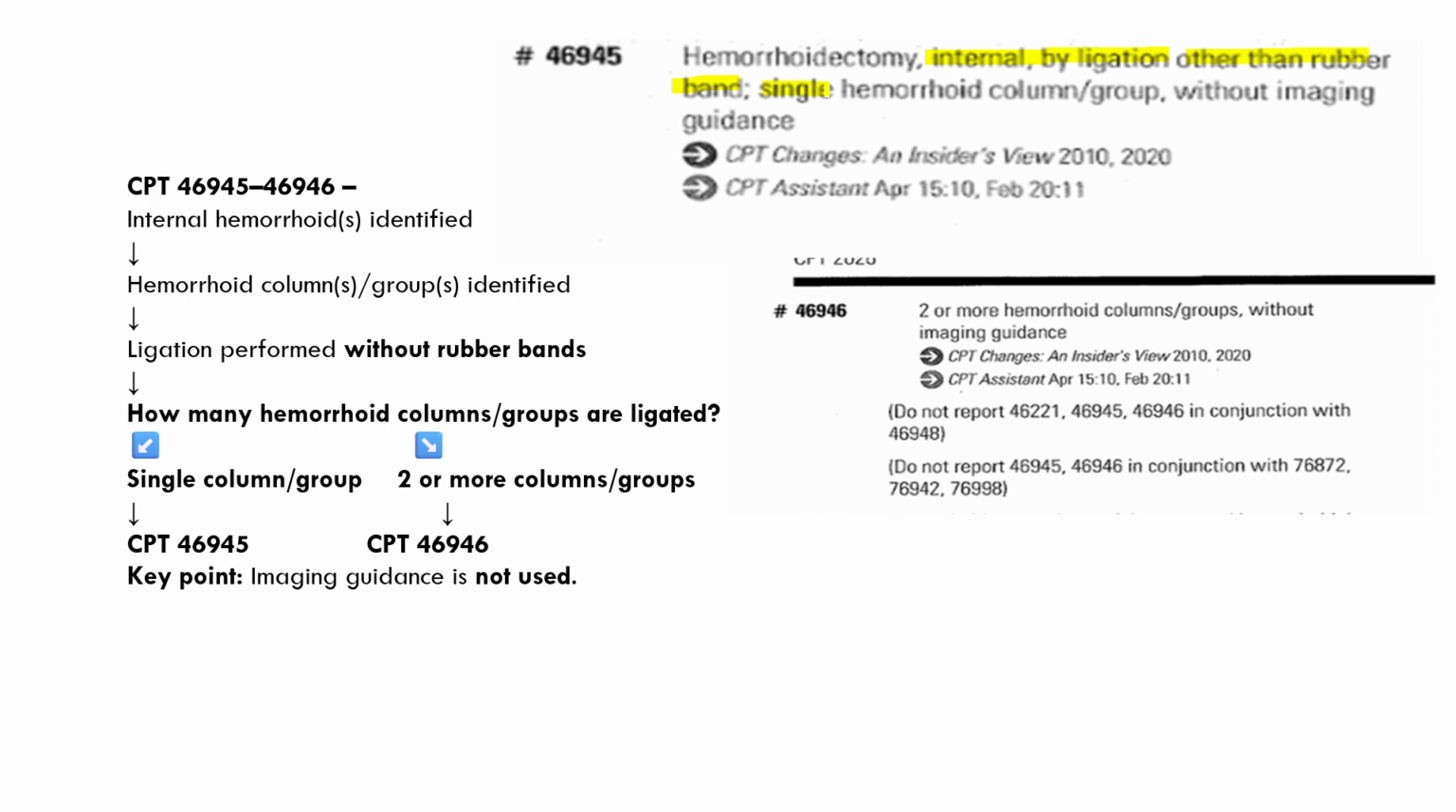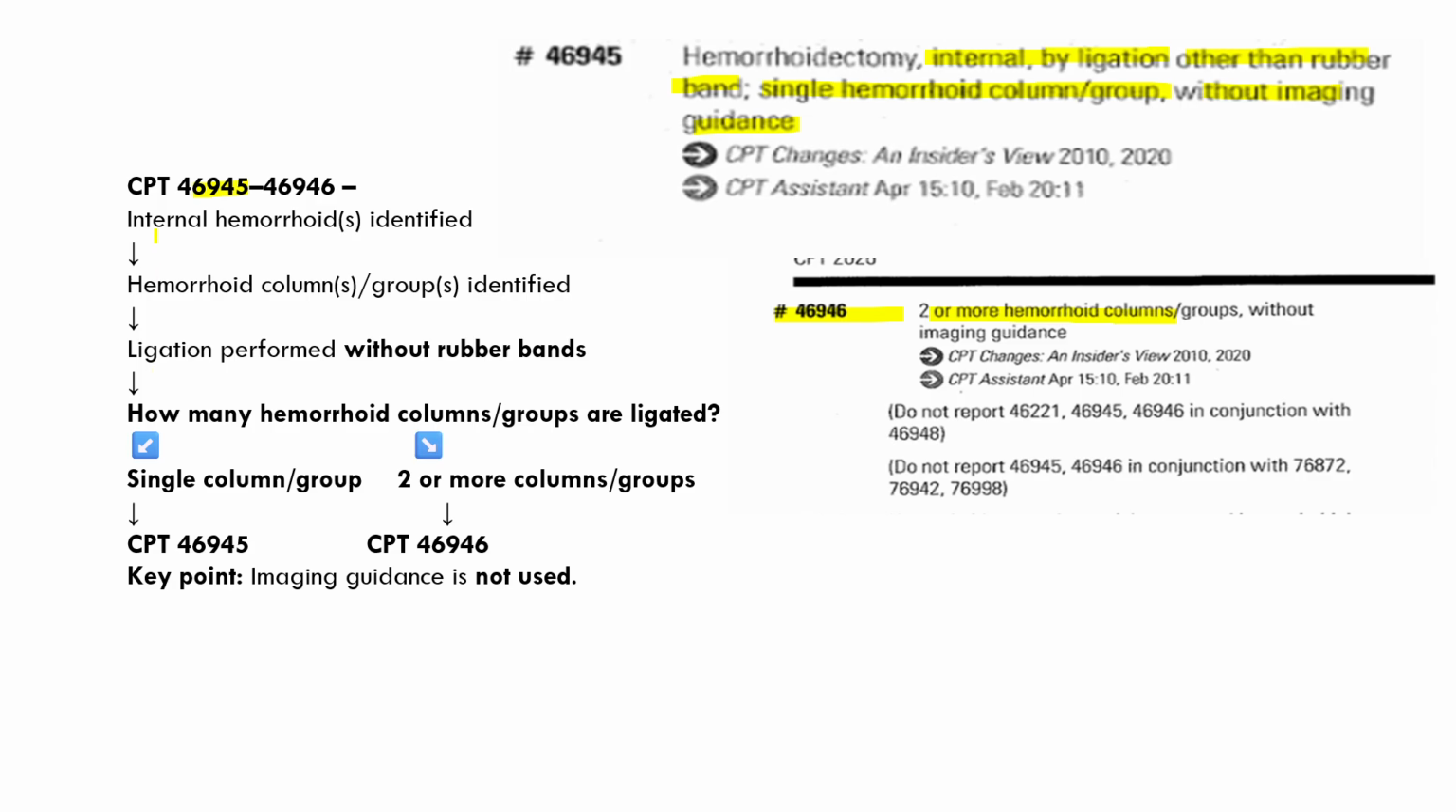Here it says single hemorrhoid column or group without imaging guidance. So without imaging guidance. Hemorrhoidectomy, internal, but he is not using any rubber band. For a single hemorrhoid column or group without imaging guidance we can code 46945. 46946 is coded when there are two or more hemorrhoid columns or groups without imaging guidance.